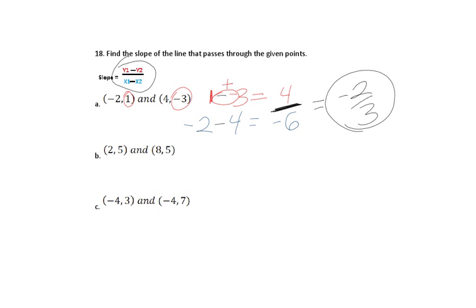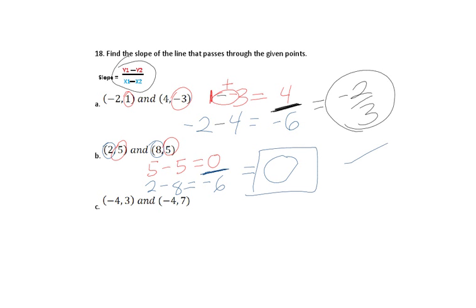Alright, let's do the second one, part B. We'll start with the y's. They're 5. Okay. I like that. 5 minus 5 is 0. So that part's over. Let's do the x's. 2 minus 8 is negative 6. So then the last step is 0 over negative 6. Here's the thing. If you ever have a 0 on top of a fraction, the answer is just plain old 0.